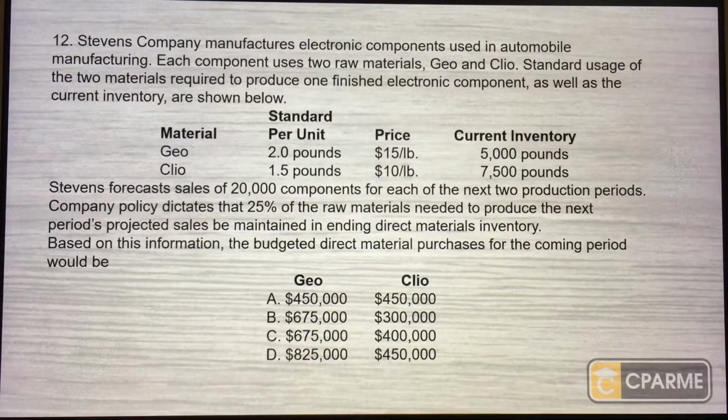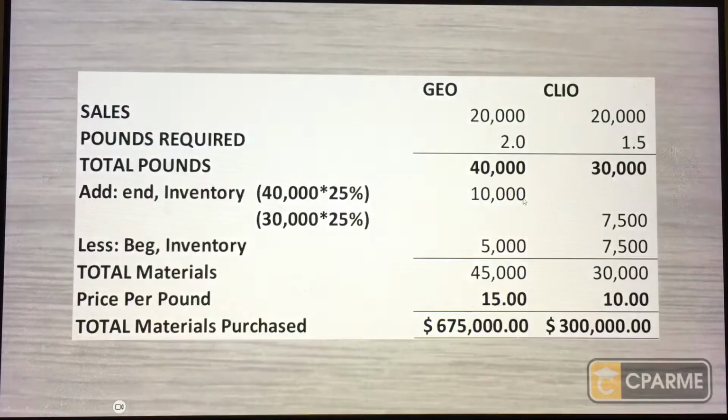20,000 times 2, and then ending inventory, so 40,000 times 0.25 for Geo, and then less the 5,000 pounds current inventory, and then multiplied by 15. And then for Clio, 20,000 times 1.5, which is 30,000, times 0.25. We add that since that's the target ending inventory, and then less 7,500 pounds, and then multiplied by 10 per pound. So as far as I know, the correct answer for number 12 is letter B, 675,300,000. Let's see the calculation.